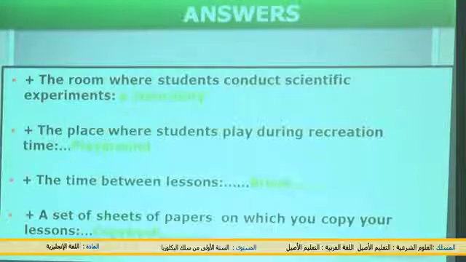And number 4, a set of sheets of papers in which you copy your lessons, of course, we call it a copybook.